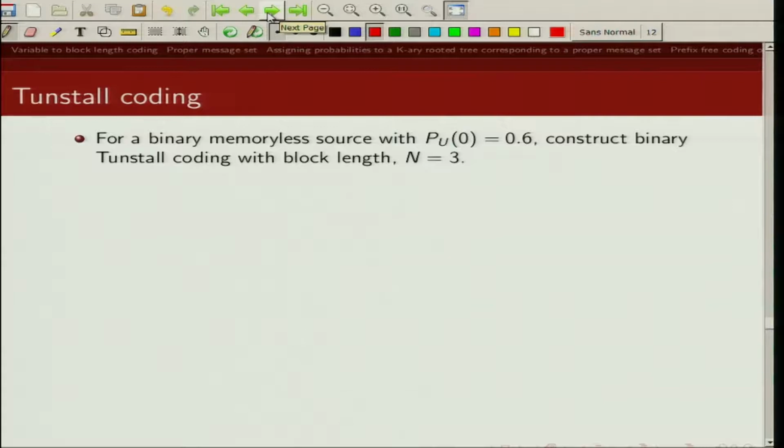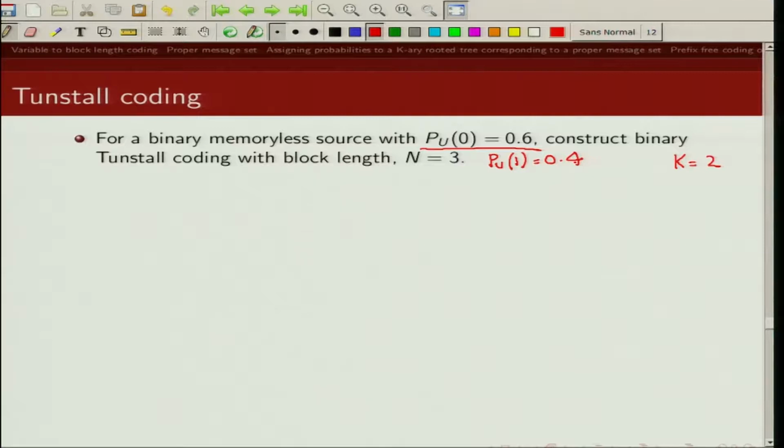So let us take an example to illustrate this. So consider a binary source. So K is 2, probability of U being 0 is 0.6, so probability of U being 1 is 0.4.